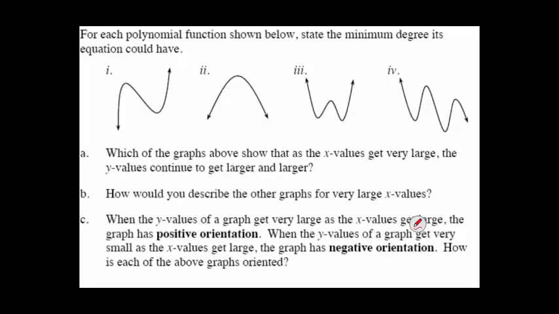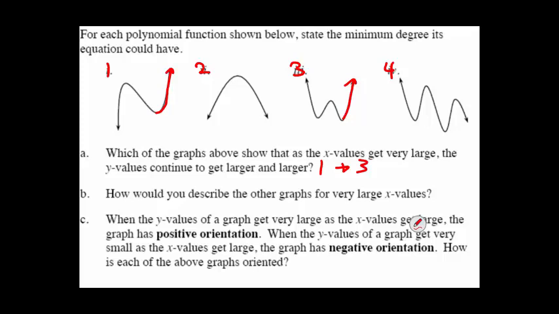Alright, so we're just going to try to state the minimum degree of each one of these. So it says, which of the graphs above show that as x gets very large, y values continue to get large? So this is asking, as x goes to infinity, which ones have y going to infinity? So when you look at these, let's label them 1, 2, 3, and 4, so we don't get confused here. So notice as x is going to infinity on 1, so is y. 2 isn't following that pattern, but 3, as x is getting bigger, so is y. So 1 and 3 have those characteristics.